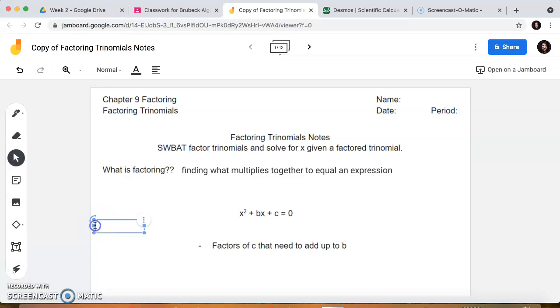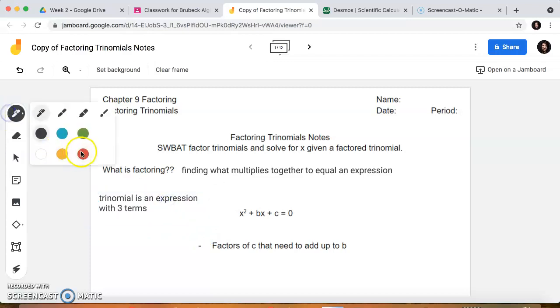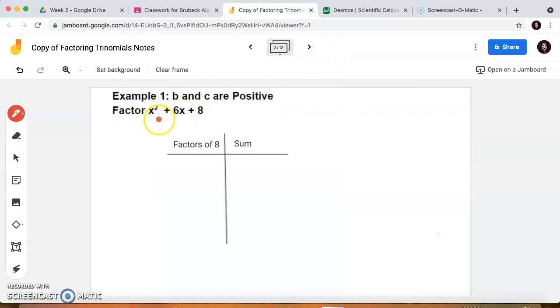Today we're going to be learning how to factor trinomials. And if you're like, well, what's a trinomial? A trinomial is an expression with three terms. Like, you know how a tricycle has three wheels? Well, a trinomial has three terms. An example of a trinomial would be this, because we have one term, two terms, and three terms. The x squared is a term, the 6x is a term, and the 8 is a term.